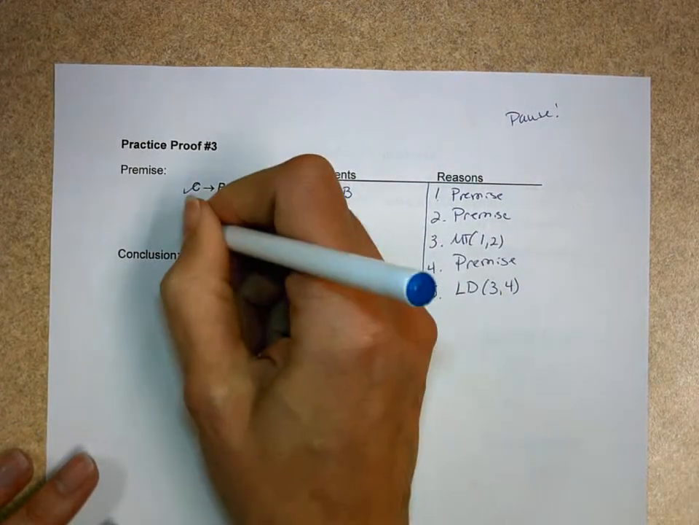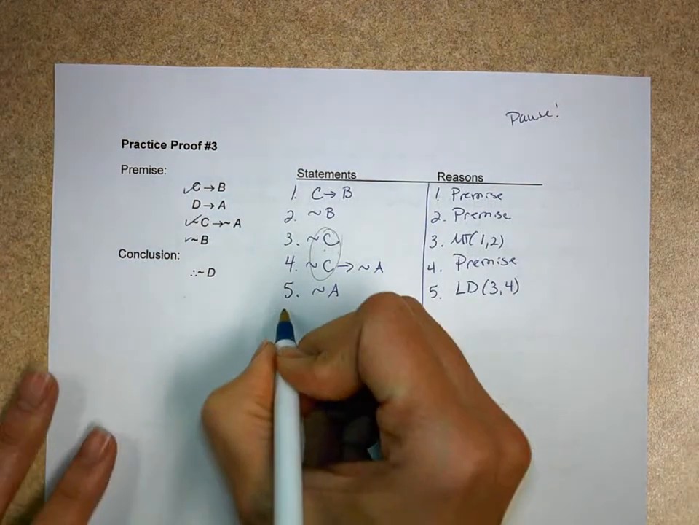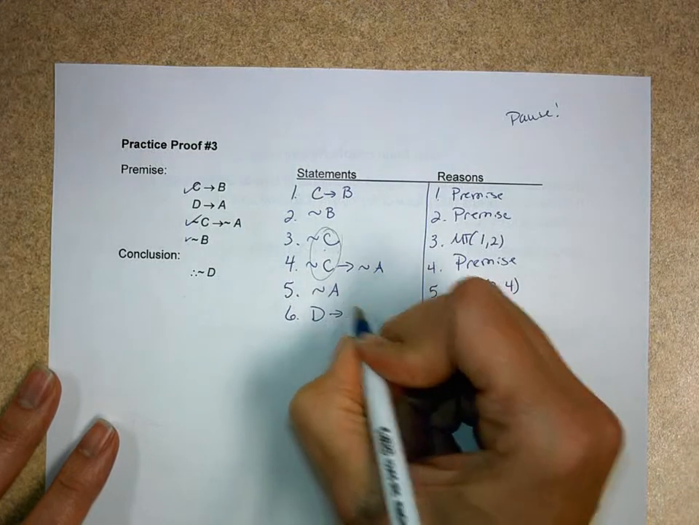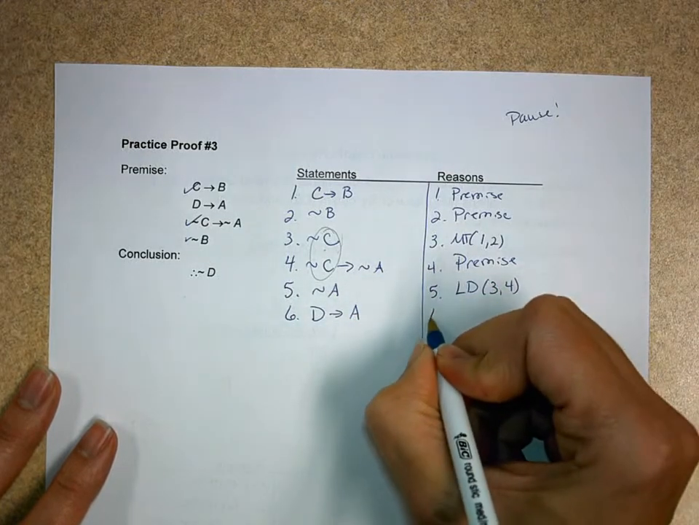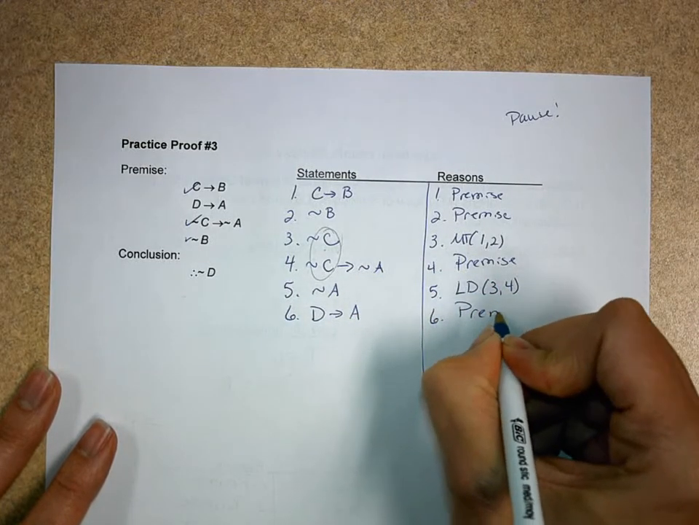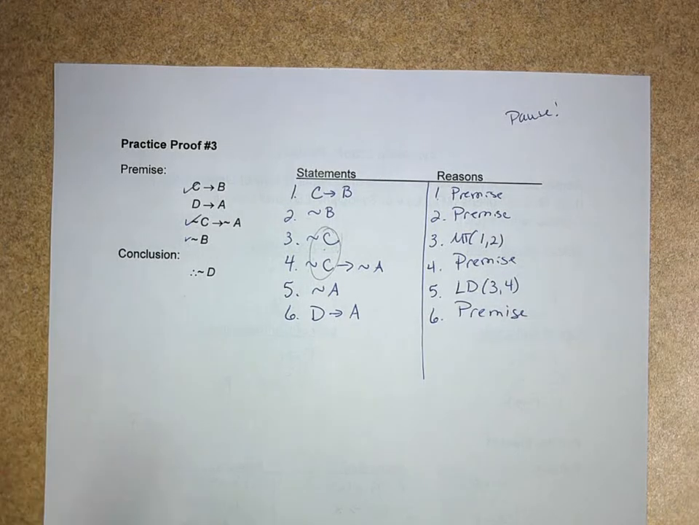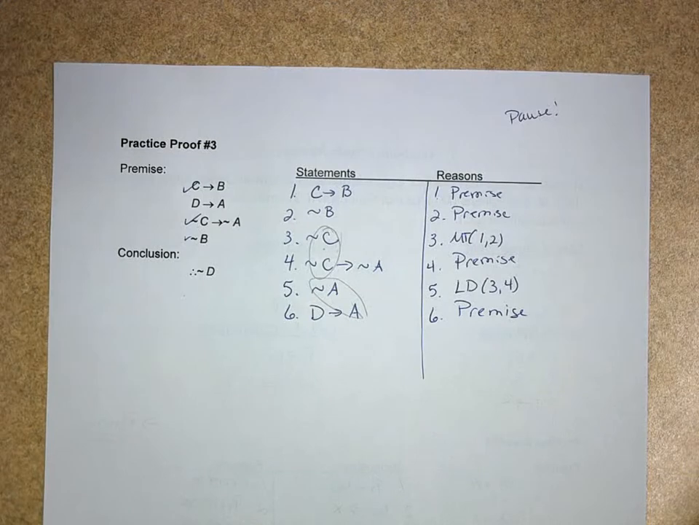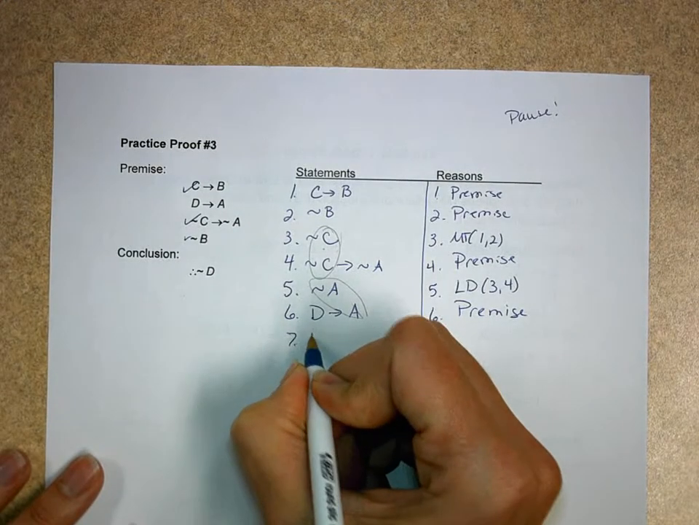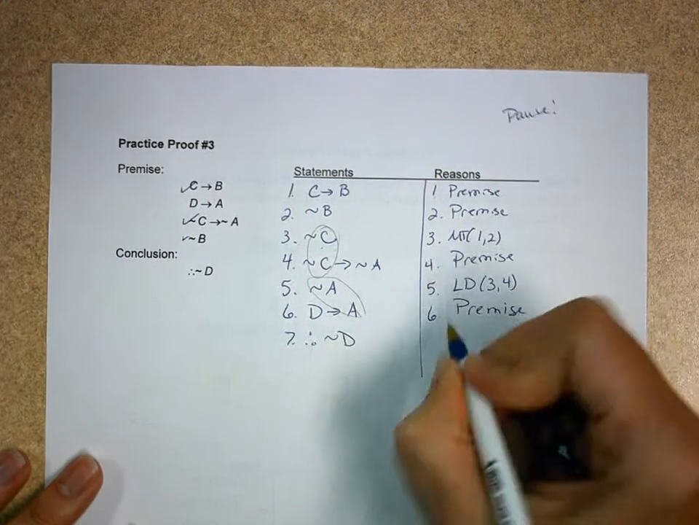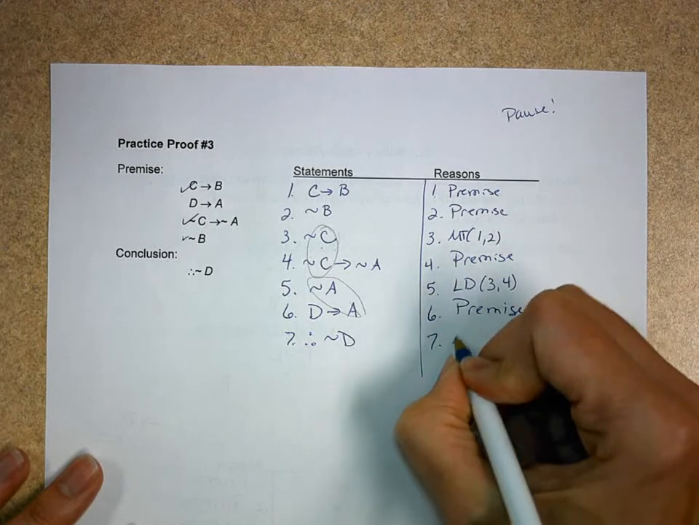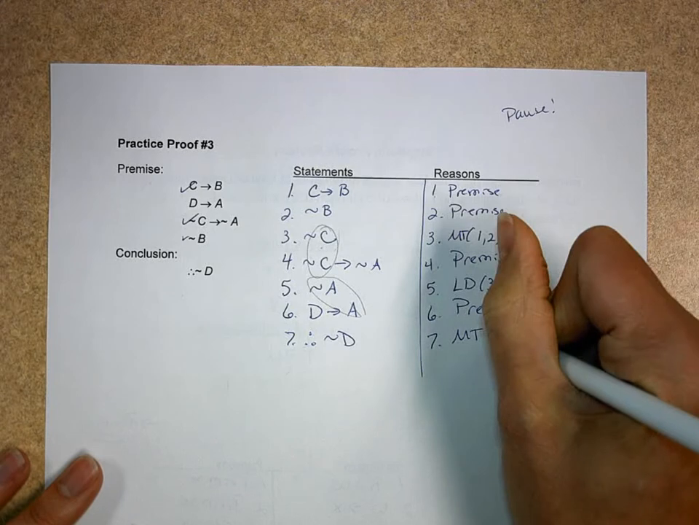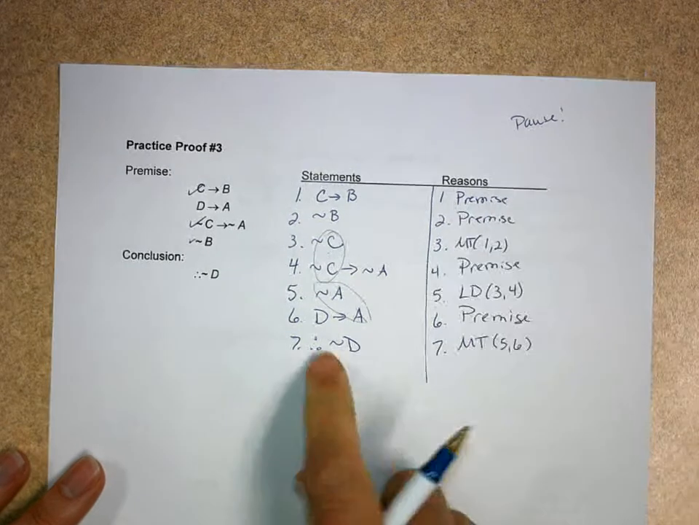So I've used those. Now what's the only thing left that I have? Oh, well, I have here if D, then A. That's a premise. And then remember, I've used up all the way through 4. So now I look at these and I'm like, oh, look, my conclusion is being negated. So therefore, not D. And that's just using modus tollens. And there I get it. 5 and 6. Remember, don't forget your therefore symbol.